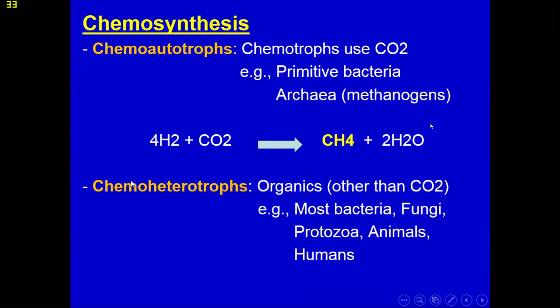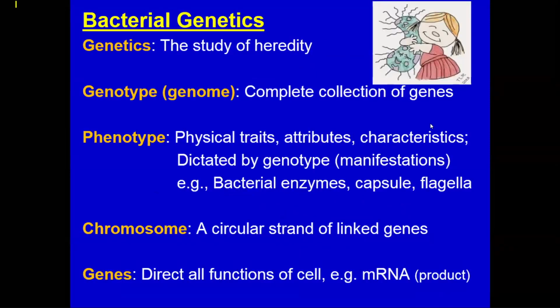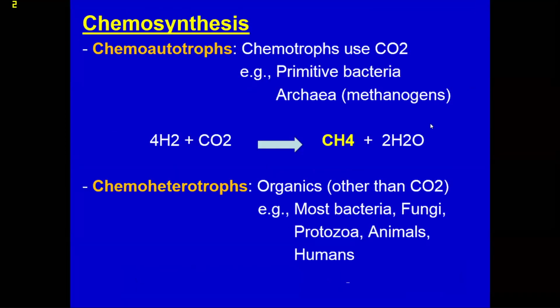Chemoheterotrophs: chemo, they use chemicals, and the carbon source is organic material other than CO2. Most bacteria are like that. Fungi, protozoa, animal cells, human cells are chemoheterotrophs. We stop here, and I hope that the lecture is clear to you, simple, and we are going to build on it in the next lectures, inshallah.